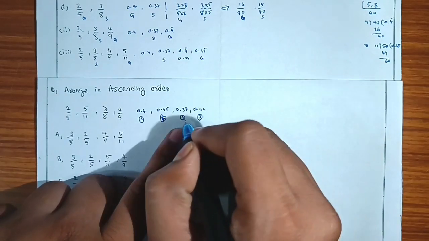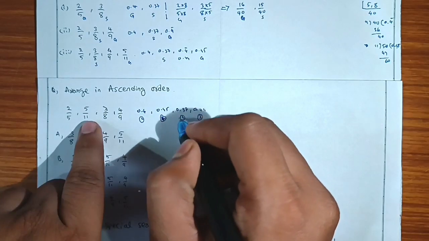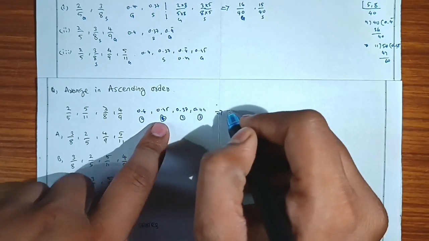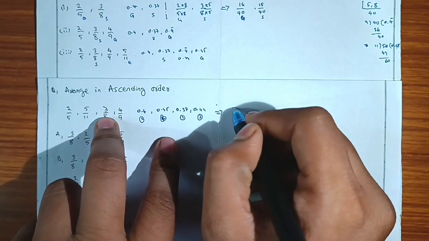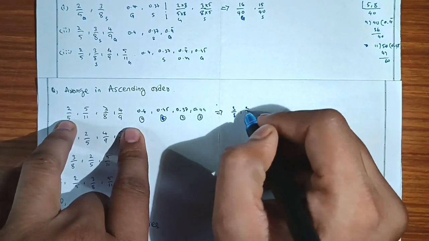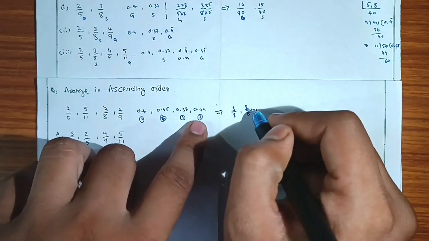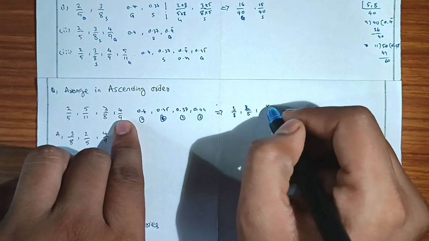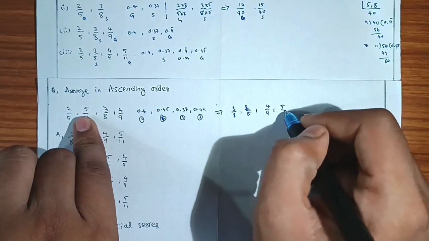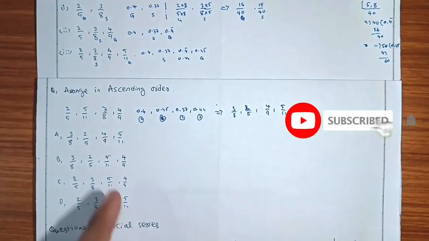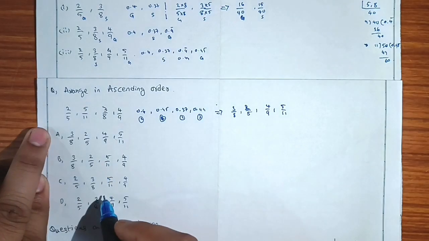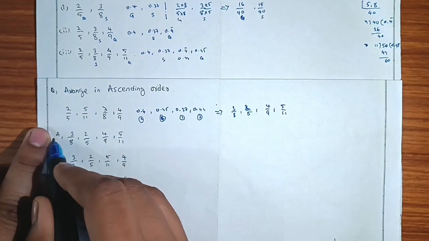So we need to write the fractions with respect to these values in order. First we write 3 by 8, the second is 0.4 which is the fraction 2 by 5, the third is 0.44 which is 4 by 9, and the fourth is 0.45 which is 5 by 11. So this is the ascending order for this question, which is in the options, this one, A.